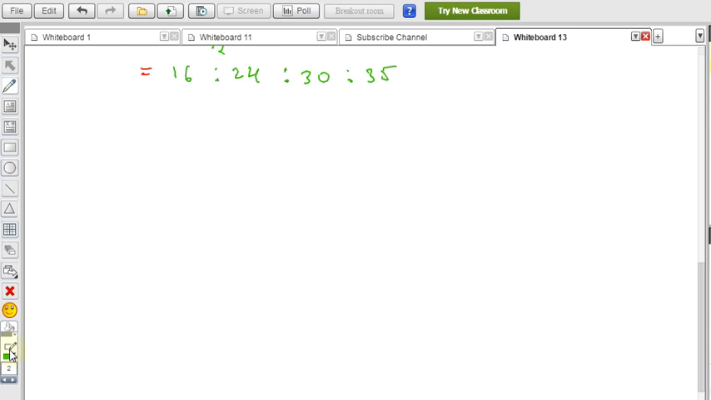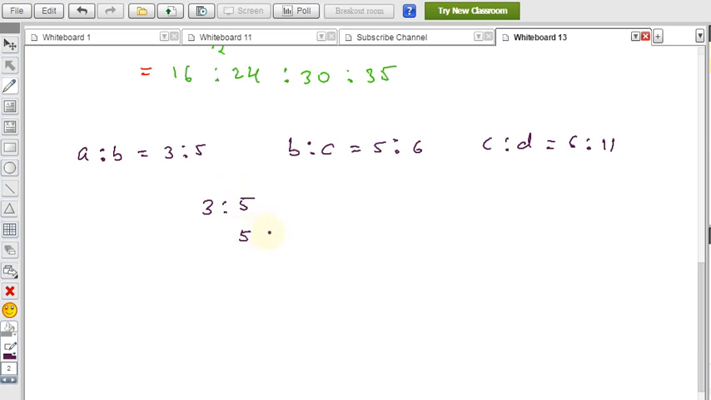So another problem. A is to B, the same three ratios I am taking now, 3 is to 5. B is to C is 5 is to 6, C is to D is equal to 6 is to 11. Then A is to B is to C is to D, 3 is to 5, down below this 5 is to 6, down below this 6 is to 11.